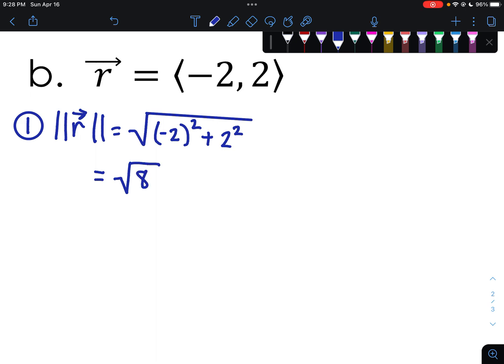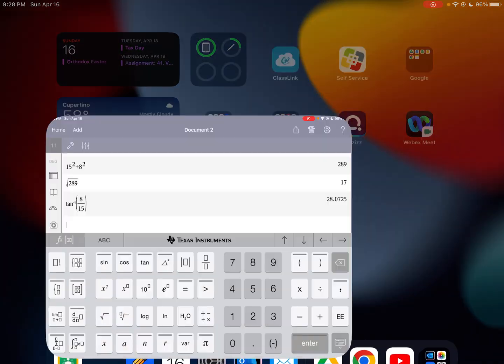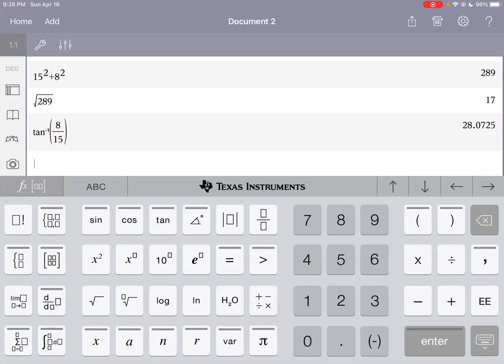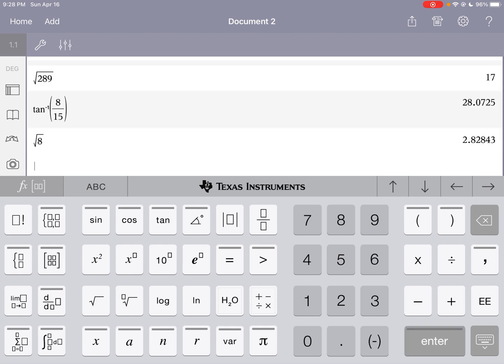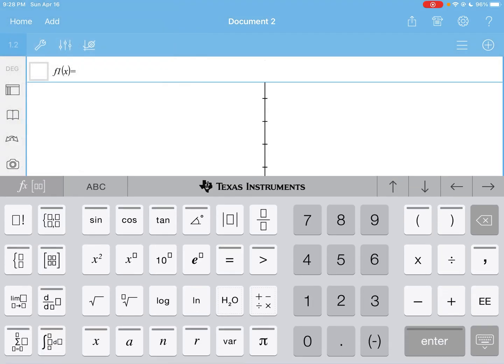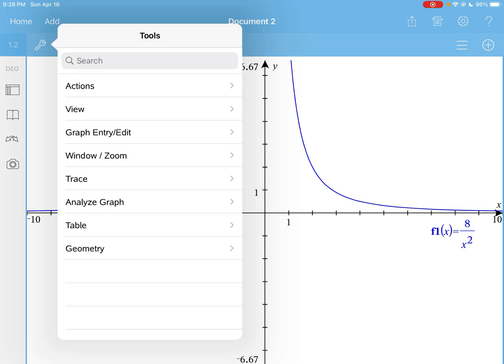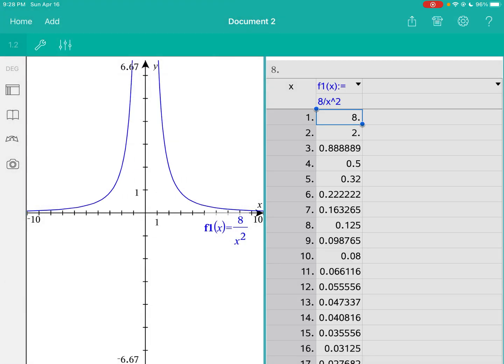Before we do anything, we check to see if this is perfect, especially if you don't know your perfect squares. So I have the square root of 8. I get a decimal, therefore it is not perfect. So we want to go to a graph. We're going to type in the number under the radical, divide it by x squared, press enter, and then we want the table. You hit Control T. What we're looking for is to see if anything simplifies.